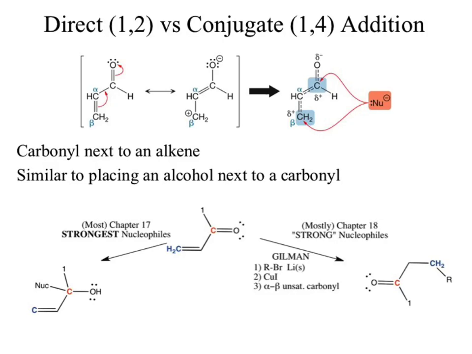So, the line between which one we get in which case comes down to the strength of the nucleophile. If it is stupidly strong, we get direct addition. This is why our hydrides add directly to the carbonyl. They don't add to the alkene. Grignards add to the carbonyl. Why would they add to the carbonyl? What is a Grignard? A negative carbon.